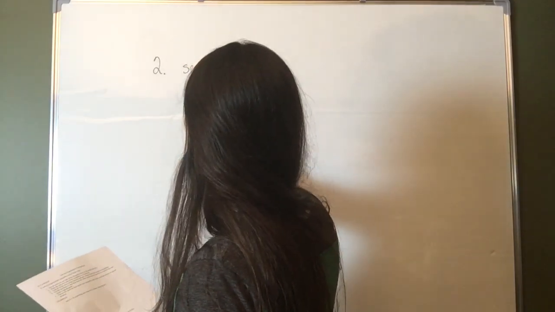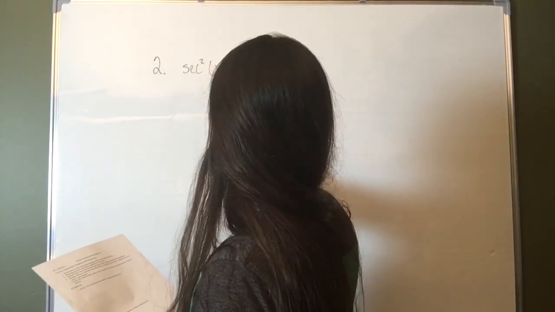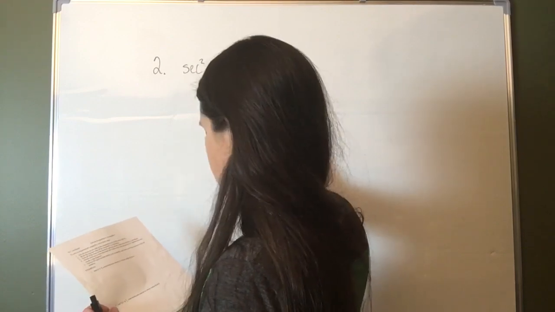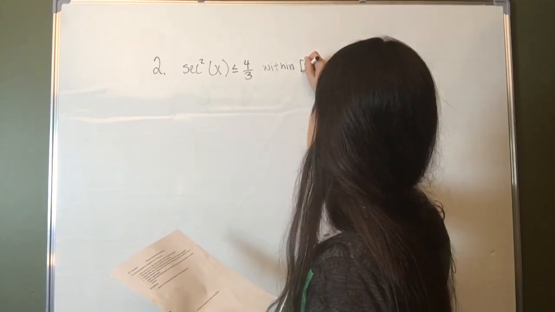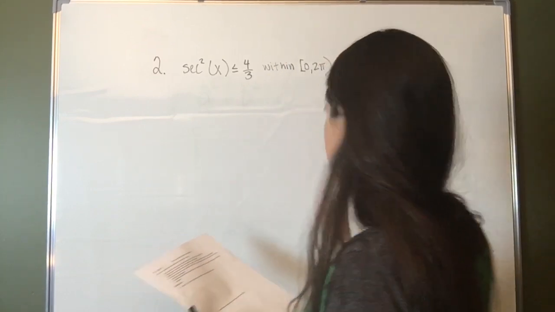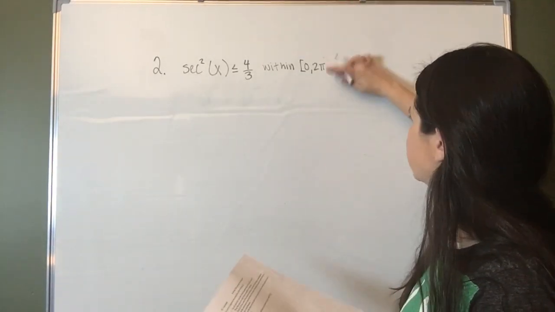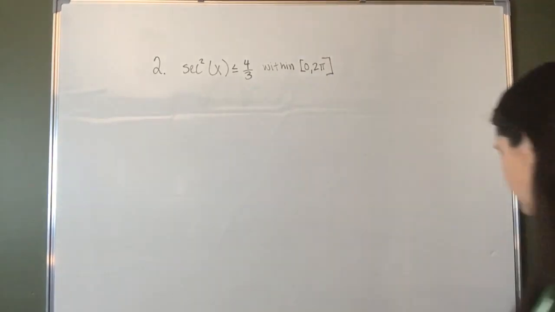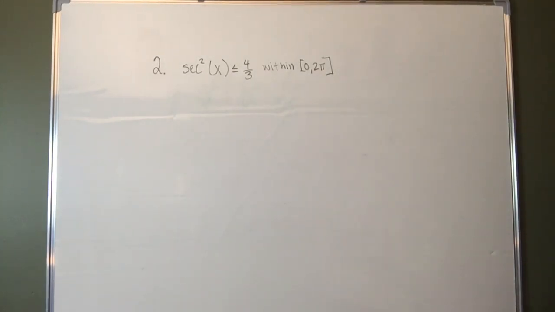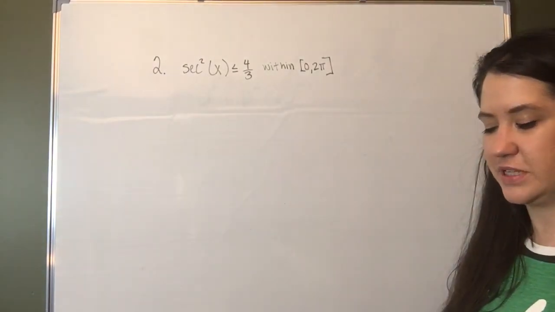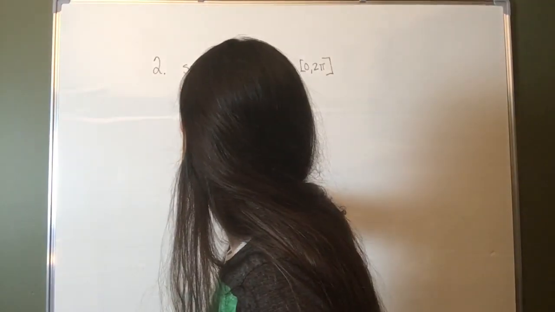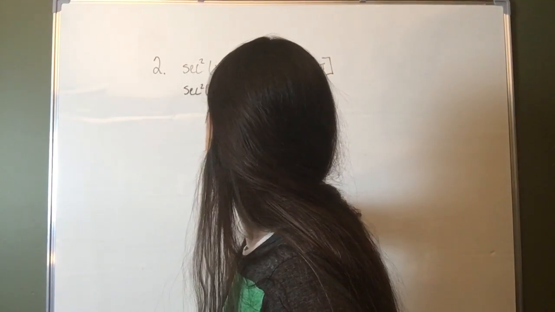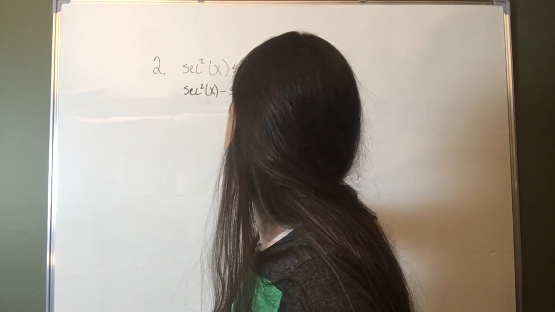is secant squared of x less than or equal to 4/3, and we want to solve this within the interval from 0 to 2 pi. Okay, actually we want to include 2 pi in this. Brackets on both. Okay, look at the steps, right? Step number 1 says to get all of the terms on one side. So we're going to move everything to the left. Right, so we have secant squared of x minus 4/3 less than or equal to 0.